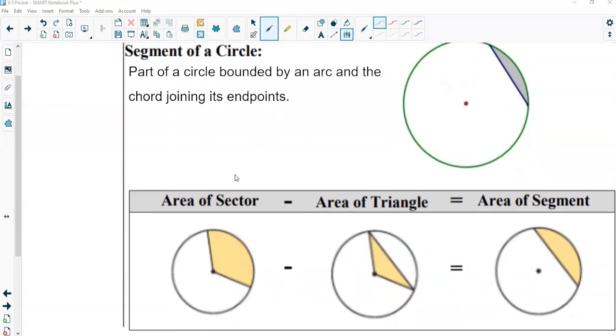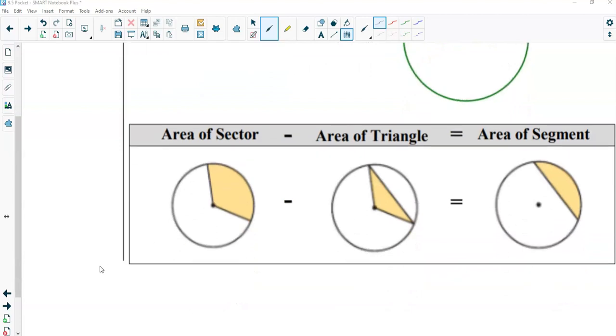Well, basically, if you think about it, you take the area of the sector, subtract the area of the triangle that is formed by that segment, and then what you will have is the segment left. You take the area of the sector minus the triangle, then you're going to be left with the area of the segment. So let's take a look at what it would look like when we are doing the exercise.